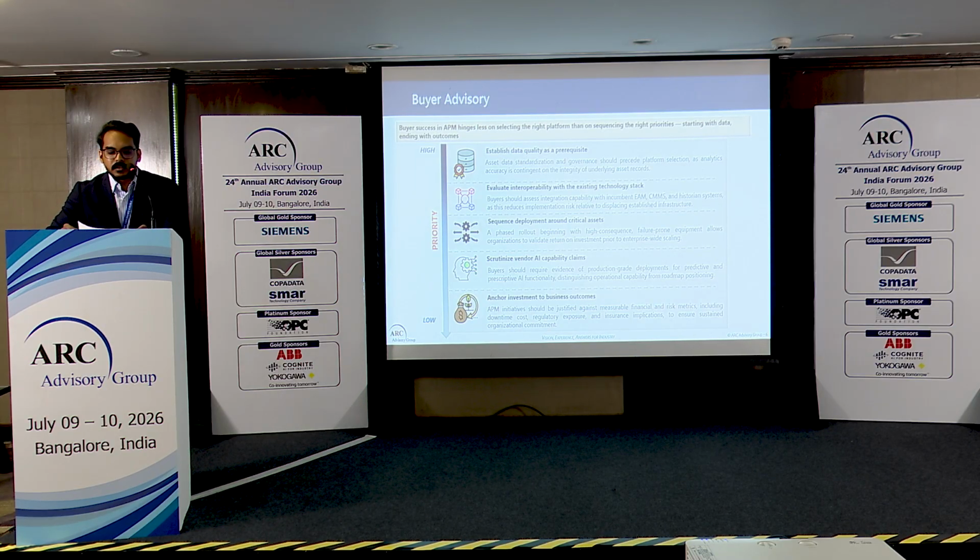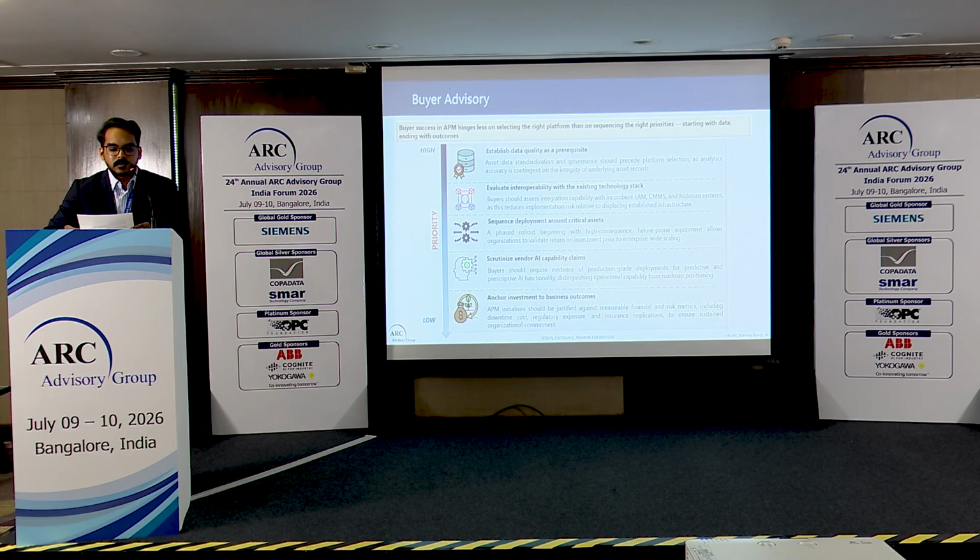And the second is evaluate interoperability. Organizations should ensure their APM investments integrate effectively with existing EAM, CMMS, historian, and operational systems rather than requiring disruptive replacement strategies. Third is we start with critical assets. A phased deployment targeting high value or high risk assets enables organizations to demonstrate measurable value quickly and build confidence for broader deployment. And the fourth is scrutinize AI claims. Given today's enthusiasm around AI, buyers should seek evidence of real world deployments and measurable business outcomes rather than solely relying on service providers' comments or demonstrations.